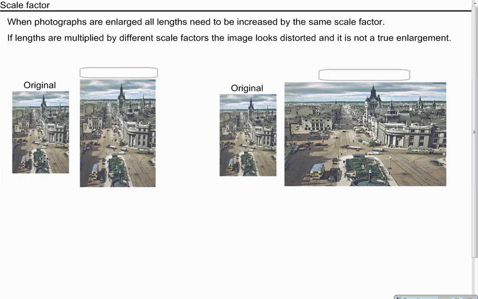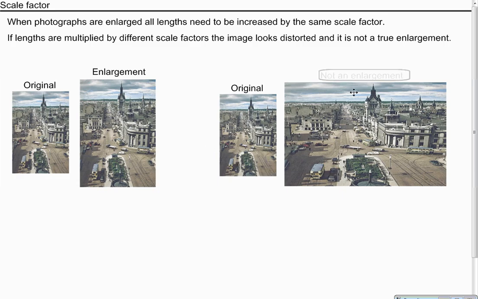If we look at this first pair of photographs that I've got here, I have my original and I've got a true mathematical enlargement. You can see by looking at all the details in the photographs, it has not been distorted. So both dimensions, its height and its width, have been enlarged by the same factor. It's been multiplied by the same number.